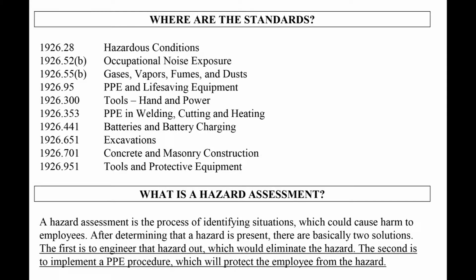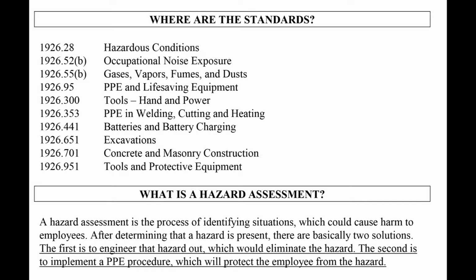What are the standards? 1926.28, hazardous conditions. 1926.52(b), occupational noise exposure. 1926.55(b), gases, vapors, fumes, and dust. 1926.95, PPE and life-saving equipment. 1926.300, tools, hand and power equipment. 1926.353, PPE and welding, cutting, and heating. 1926.441, batteries and battery charging. 1926.651, excavations. 1926.701, concrete and masonry construction. 1926.951, tools and protective equipment.